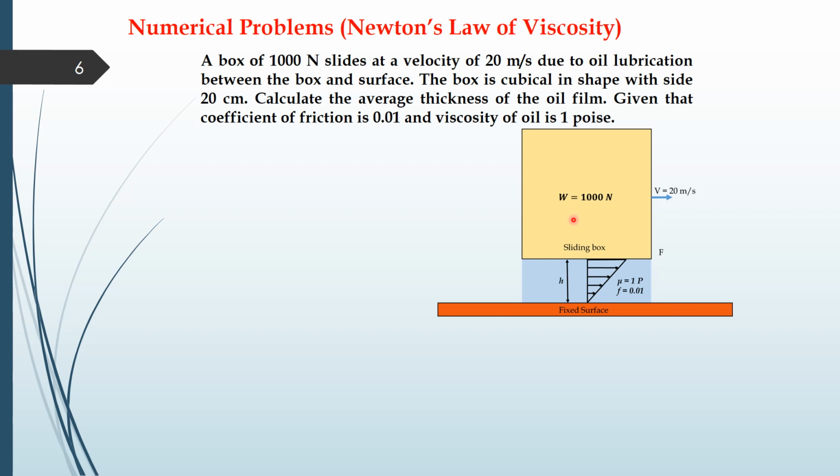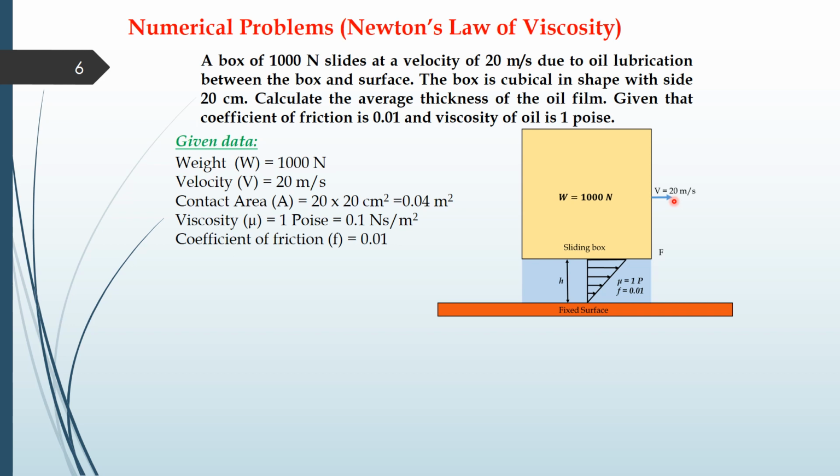So the figure will be likewise this. We have drawn the schematic of this problem. This will be a box, and blue color will be your thickness of the lubricating film, where mu is your coefficient of viscosity of your oil film, and F is the coefficient of friction between the box and the surface. So we have to find out H. This box moves with a velocity v, which is 20 meters per second. So this is the given data we have. Weight 100 newtons, velocity 20 meter per second.